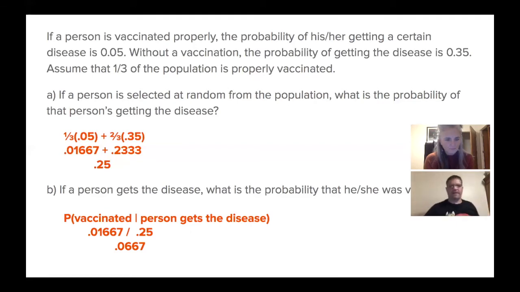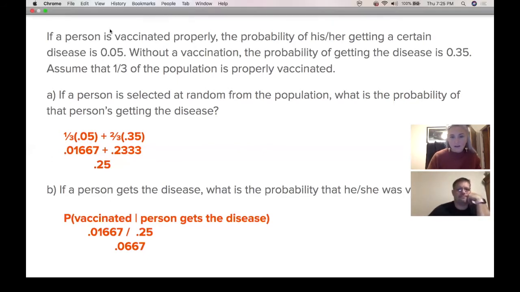Is it 0.05 divided by 1/3? Look, it's 1/3 of 0.05. Okay, sorry. I remember now. I told you at the very beginning that I have to think so hard about probability. The probability that he or she was vaccinated and got the disease is the part of the population that was vaccinated and got the disease. So that's the 1/3 times the 0.05, which is 0.01667. That's right.